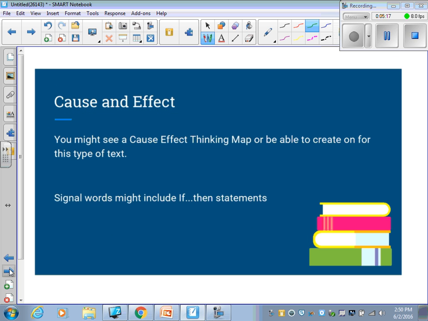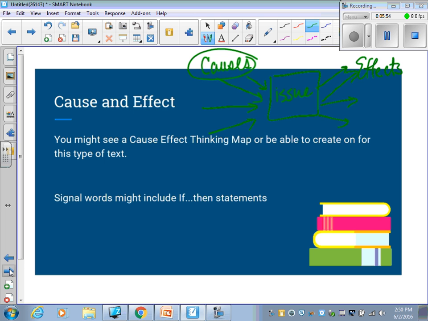Cause and effect. You might see this on a thinking map where you have an issue here. It might be a problem, it might be something good, but you also have causes that added to this issue, and you might have effects of this issue. So you just look for those things where you might be able to create this type of map in your head. Notice the arrows are important. The causes here are the reasons for this issue, and here are some effects.